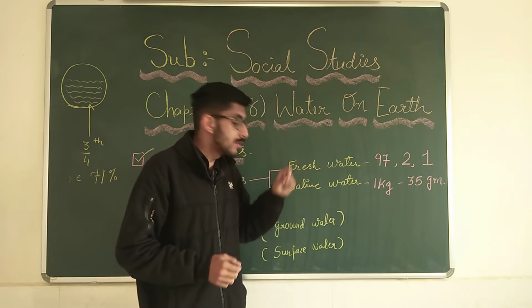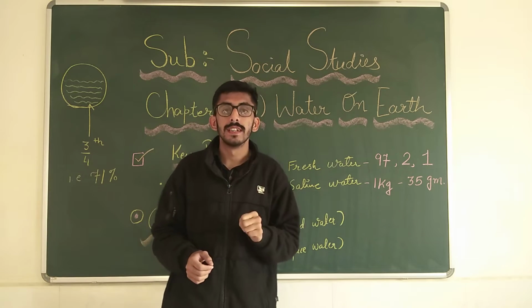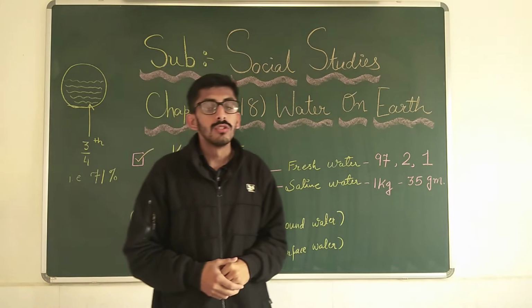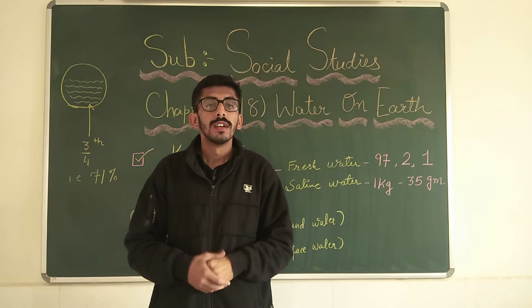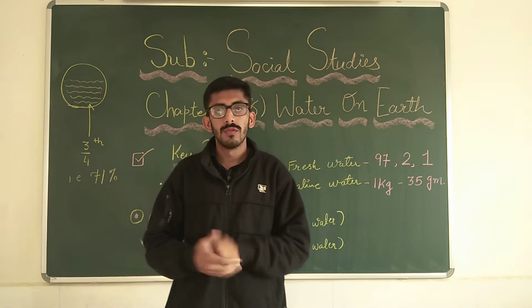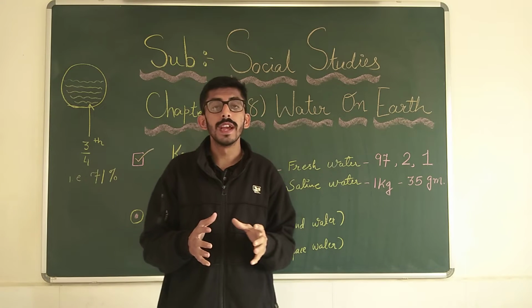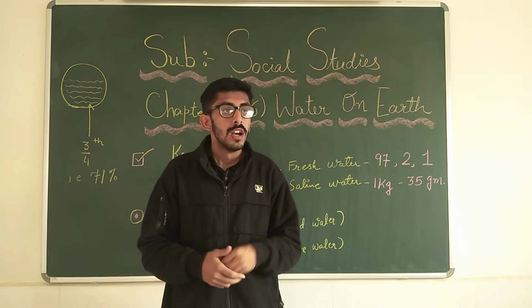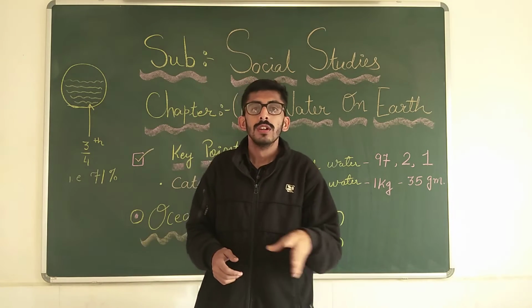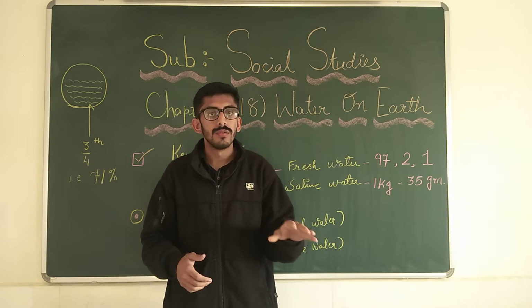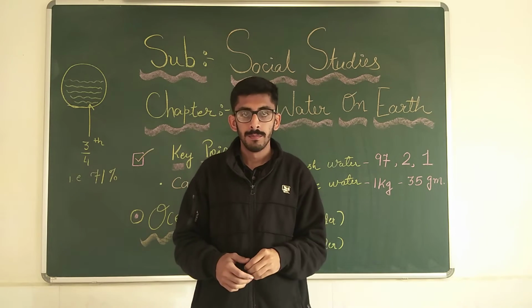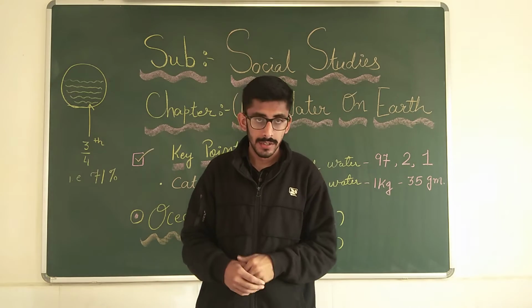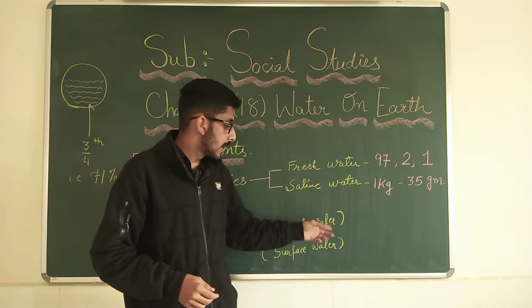So here fresh water contains two more categories. First is groundwater, second is surface water. So these are the two main categories of the sources of water. From where do we get the water? First one is groundwater. Groundwater means below the surface of the earth. Underneath it, we get water by digging it. So this will be known as the groundwater.